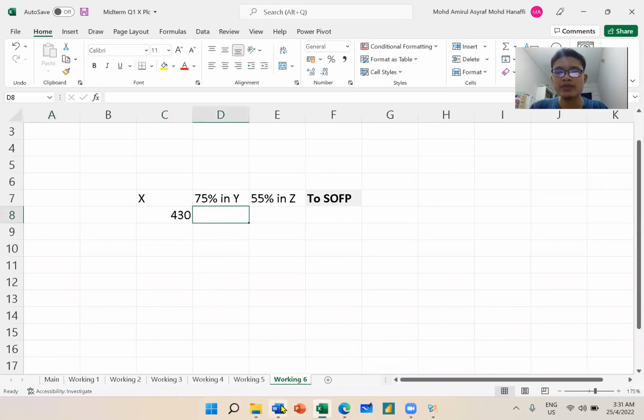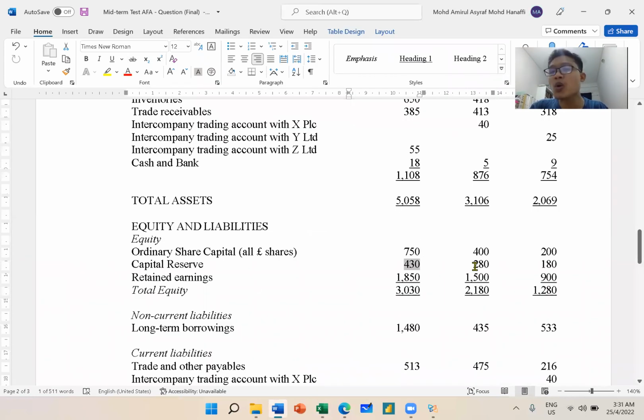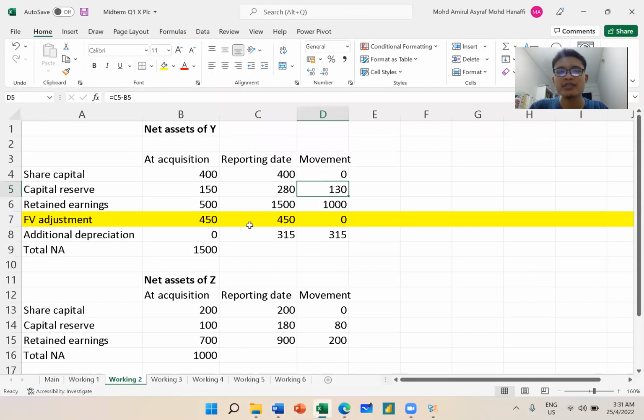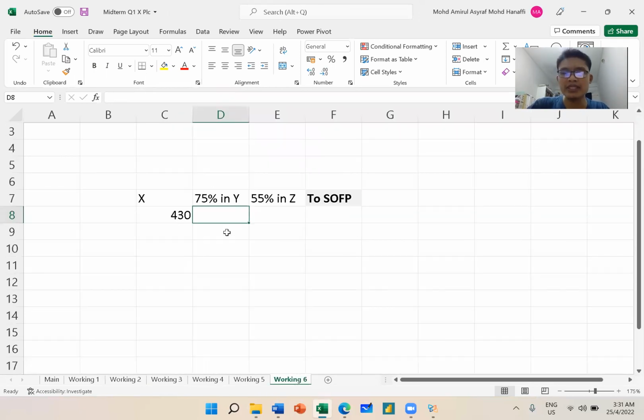For Y, do you take it from the SOFP? No, no. You take the post-acquisition, the difference. You don't take 280, because 280 is the one that we have now, but we want to take the difference. So the difference is 130, right? So 130 is for Y. After acquisition, for company Y, we have an increase of 130. Post-acquisition, however, the company only deserves 75% of that.